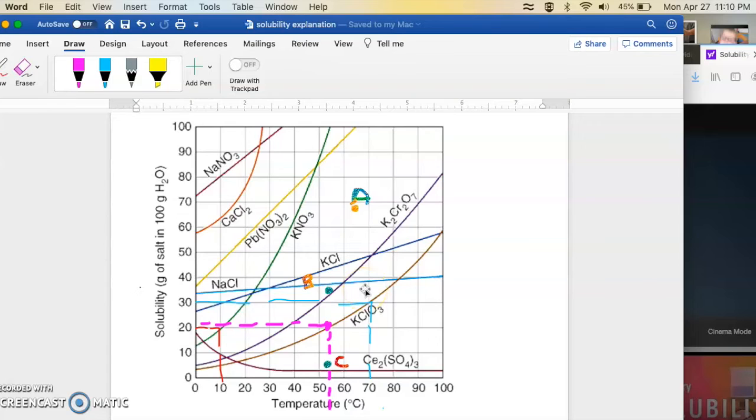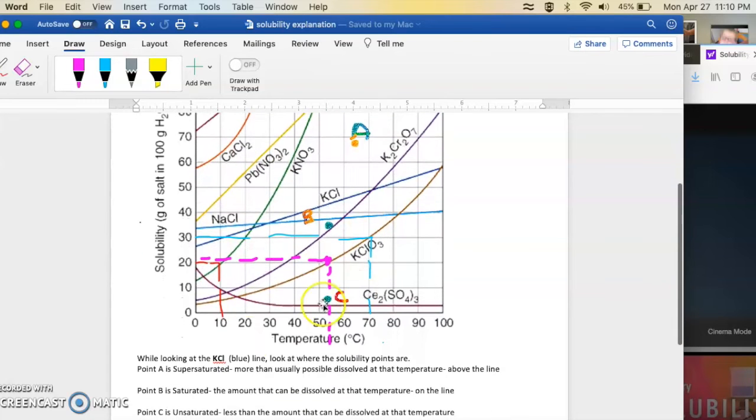Okay. So what we're going to do now is, while looking at the KCl, so that is potassium chloride. Each of these are a different salt, they call it. They're a different compound that you can dissolve in water. Okay. Here's the KCl as this blue line.